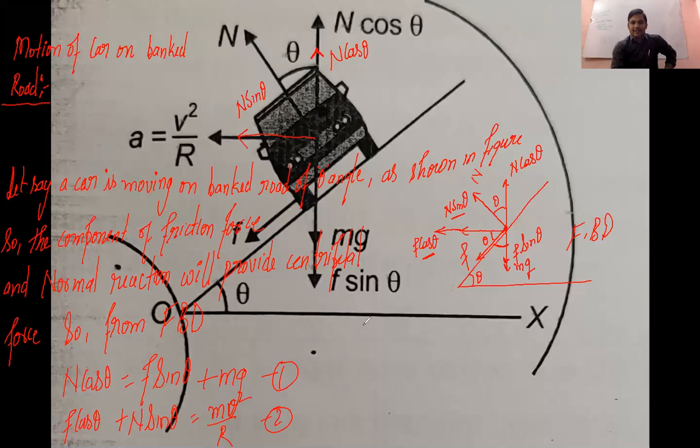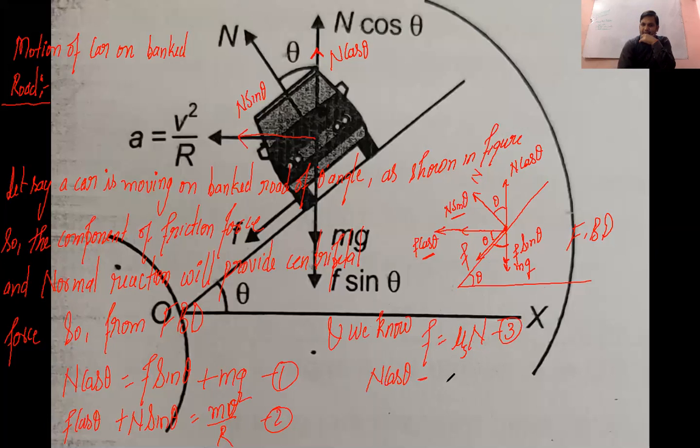And we know F is equal to mu into normal reaction. So in place of F, we can write mu s into N. This F is equal to mu s into N. Putting the value of this in equation first, it can be written as N cos theta, and we can bring this to this side.